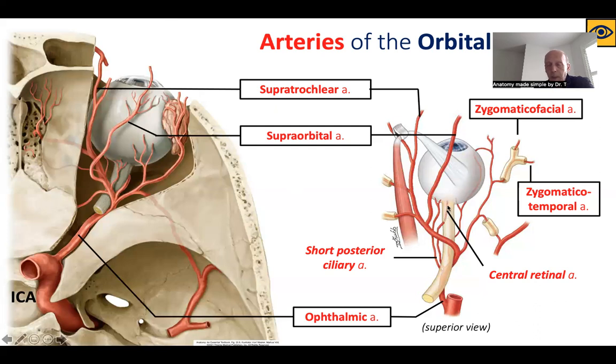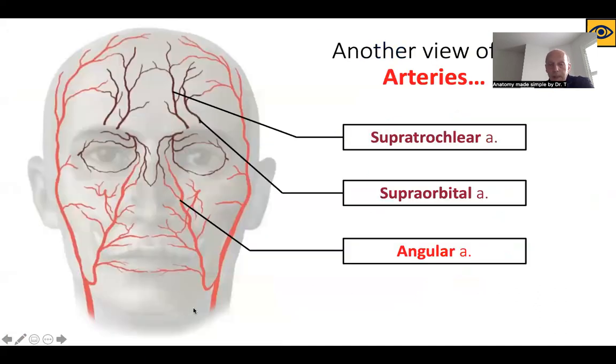And a very important landmark that we have to have here is the central retinal artery, which runs together with the optic nerve, entering the eyeball and provides blood supply to the most sensitive retina of the eyeball, helping us detect light.